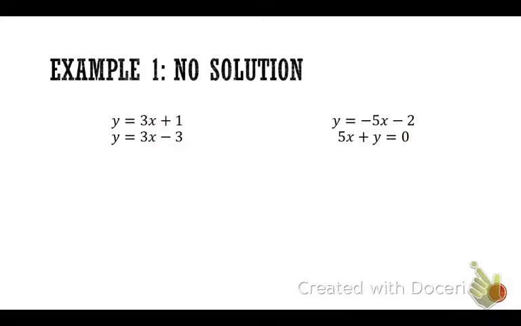Okay, all right, so example 1. Let's look at the first problem. y equals 3x plus 1, and y equals 3x minus 3.